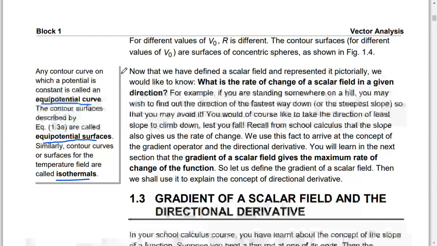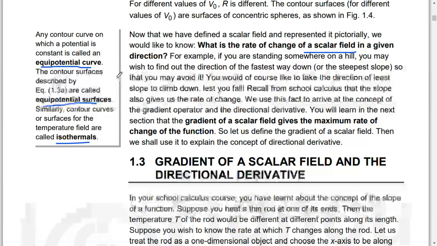Now that we have defined a scalar field and represented it pictorially, we would like to know what is the rate of change of a scalar field in a given direction. For example, if you are standing somewhere on a hill, you may wish to find out the direction of the fastest way down or the steepest slope, so that you may avoid it. You would of course like to take the direction of least slope to climb down, lest you fall. Recall from school calculus that the slope also gives us the rate of change. We use this fact to arrive at the concept of the gradient operator and the directional derivative.